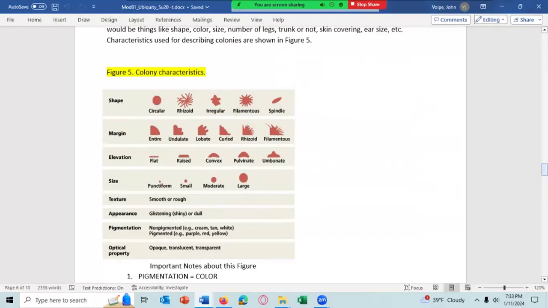You can discuss the colony's size. A punctiform colony is a pinprick size colony. Small is a colony about the size of a pen or a dull pencil. Moderate is something in size between the pen and the eraser edge, or the dull pencil and the eraser. So a moderate is something in between that size. Large is anything larger than the eraser on a pencil.